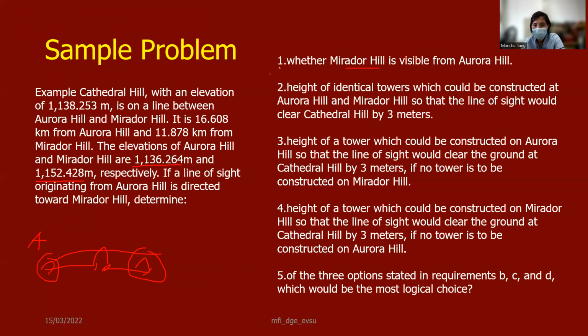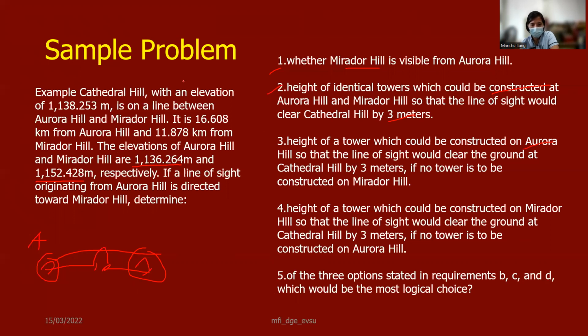So, and then number 2, we need to determine the height of identical towers which can be constructed at Aurora and Mirador Hill at the line of sight that would clear a Cathedral Hill by 3 meters. So, anong height ng tower? When we say identical, kung 10 meters yung tower na ilalagay sa Aurora, then 10 meters din yung tower na ilalagay natin sa Mirador Hill. So, anong height ng tower? So, the height of the tower which could be constructed at Aurora. So, depende sa question.